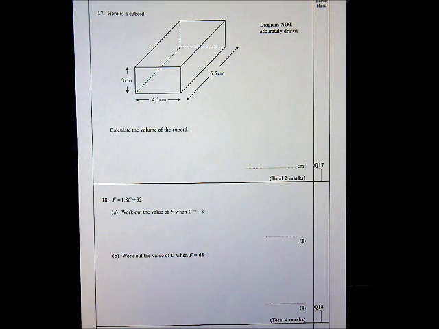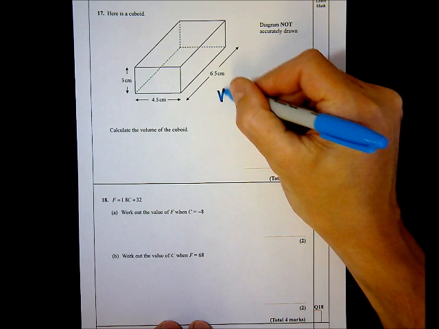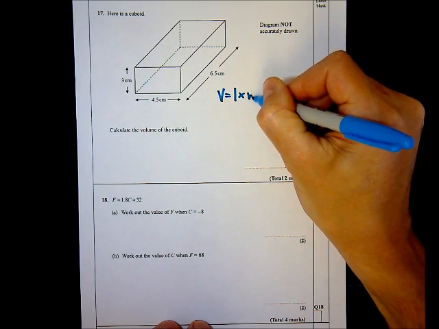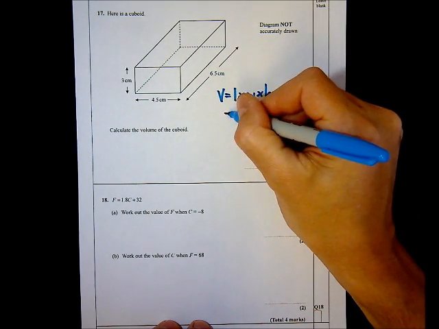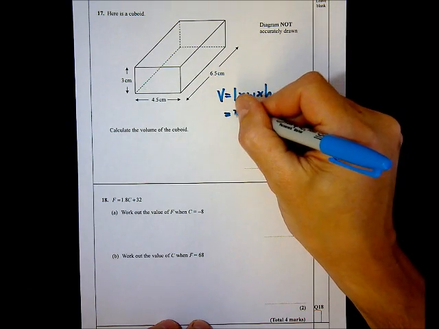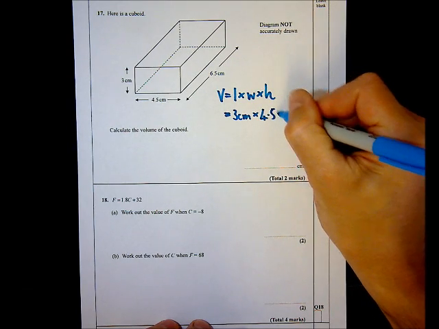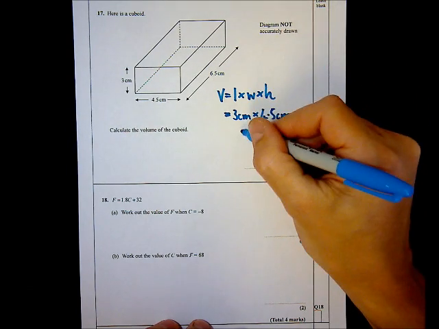On question 17, I'm shown a cuboid, and I'm asked to calculate the volume of the cuboid. Now I know the volume of the cuboid is the length times the width times by the height. So in this case, I'm going to use the length as 3 centimeters. I'm going to use the width as 4.5 centimeters, and I'm going to use the height as 6.5 centimeters.